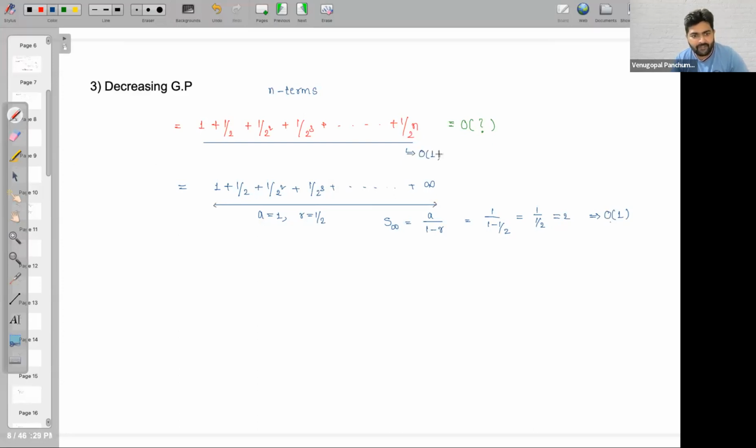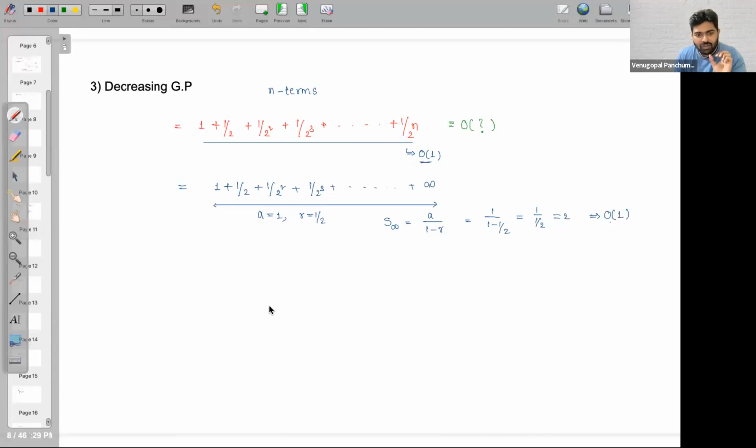This is clear. Simple common sense, right? The infinite terms itself is taking order of 1. In that infinite, this n is a small part. Then definitely this also, right? Definitely less than 1 only. So therefore, by constants, you can replace it as order of 1.